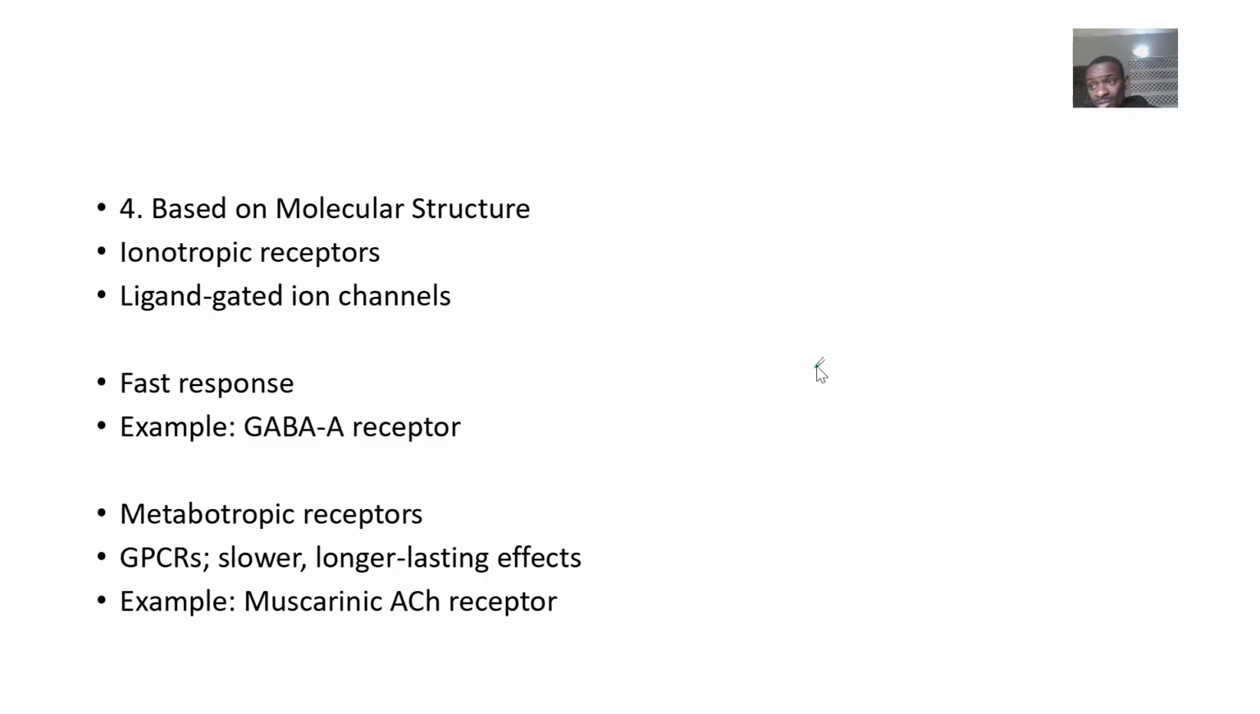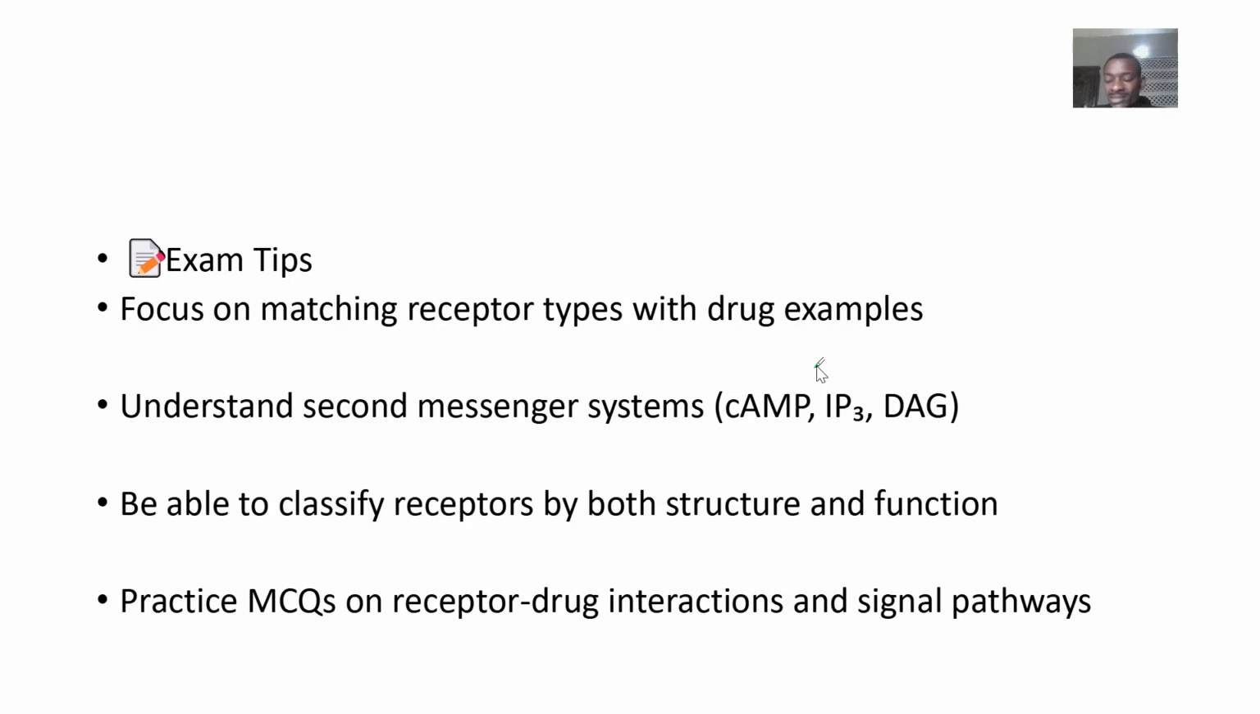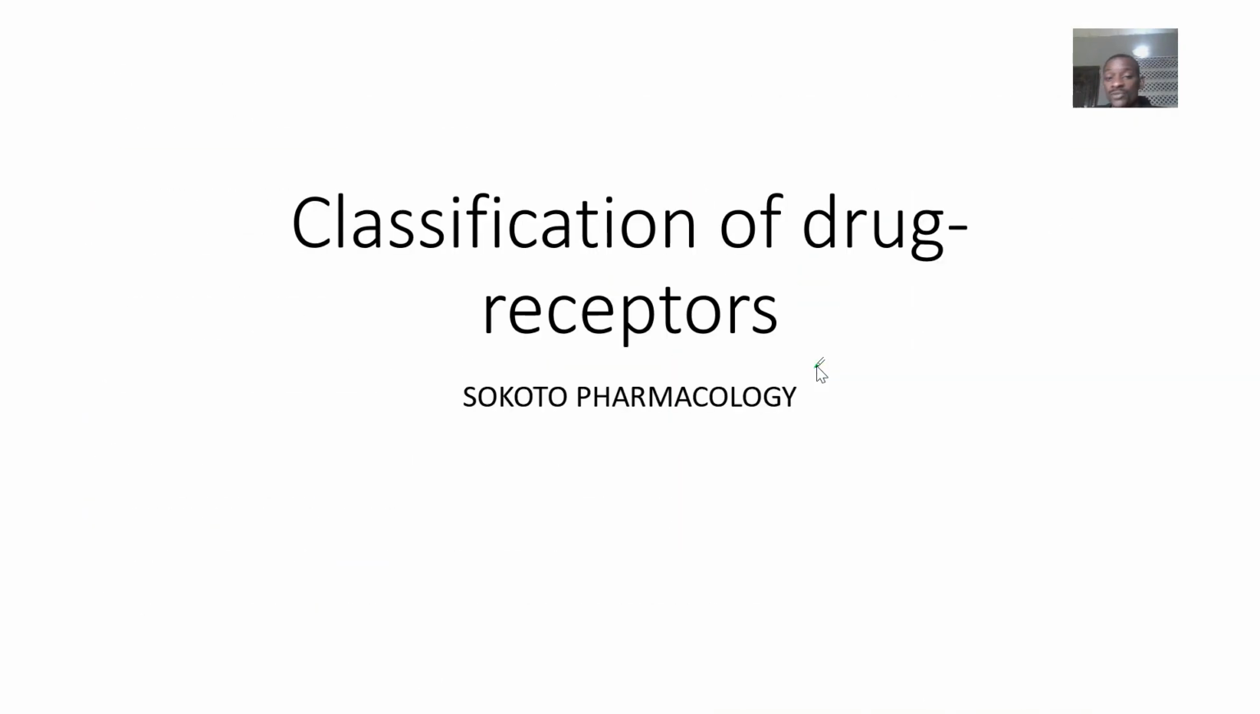So based on molecular structure now, we have the ionotropic receptors. They have a fast response. We have the metabotropic receptors. This one, they respond very slowly, but they act for a longer time. The ones having the fast response just respond, then they stop. But this one is slow and steady. Okay, so basically that's what we got for the different types of drug receptors in the body.